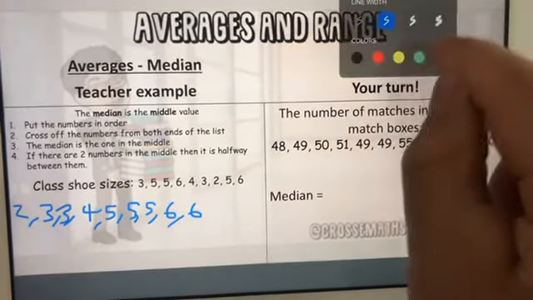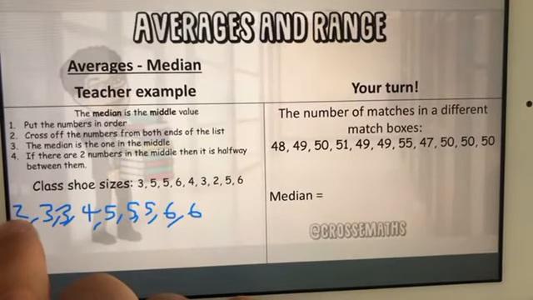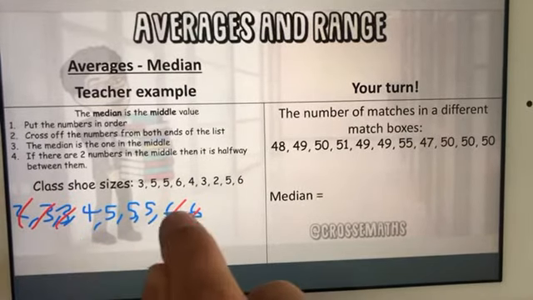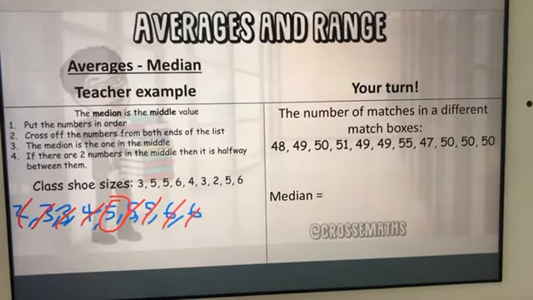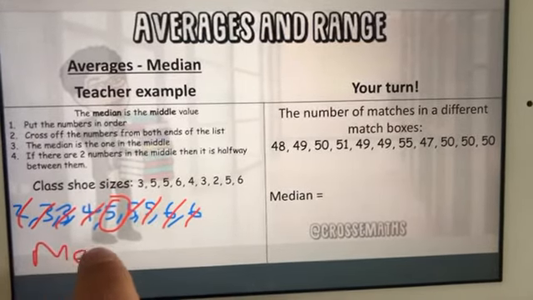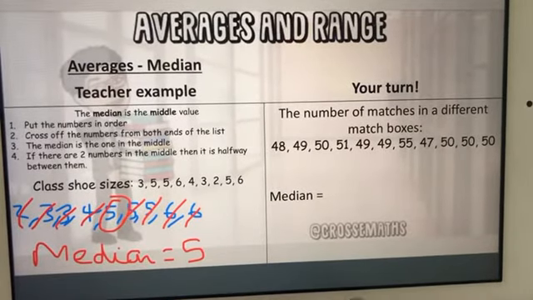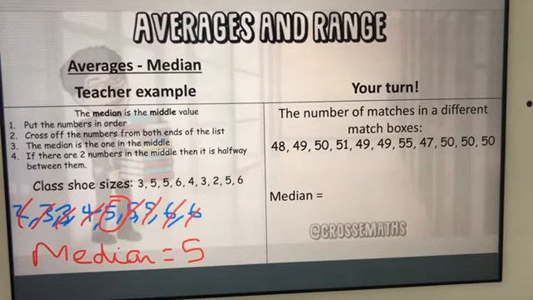Right, once you've done that with median, the best way to do it, once you put them in order, is cross off from either end. So I'm going to start from this end. Whatever you're left with in the middle, I'm left with the number 5. So my median equals 5. So you cross off from either end. If you're left with two numbers in the middle, then it's halfway between whatever those two numbers are.